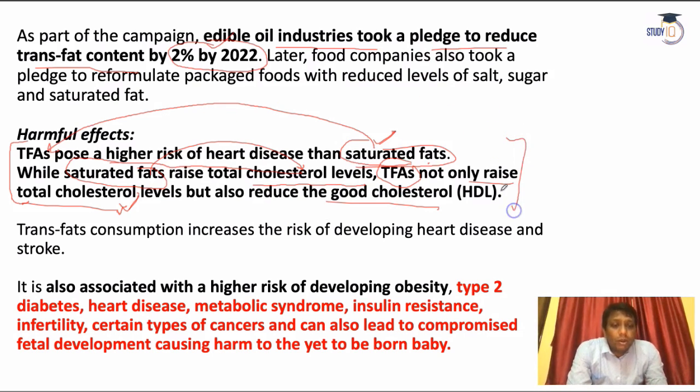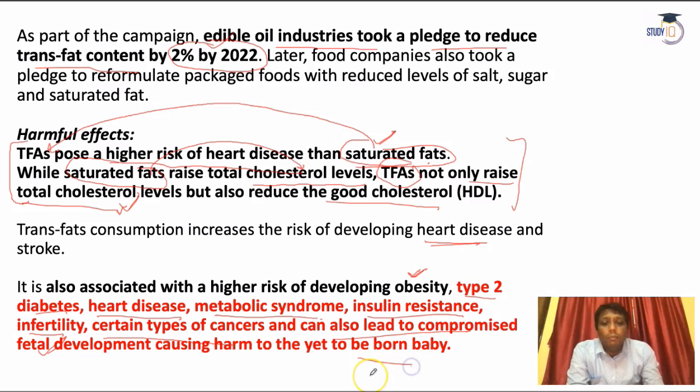Those 10 rupees pakoda, aloo pakoda or bread pakoda you eat, guys, here mostly trans fat is used. The reason is it's very cheap. It's a synthetic fat which is not allowed, which means it's not good for your health. It is also associated with a higher risk of developing obesity. Apart from heart diseases, trans fat is responsible for obesity, type 2 diabetes, heart disease, metabolic syndrome, insulin resistance, infertility, certain types of cancers, and can also compromise fetal development, causing harm to the unborn baby. So the baby that will be born will also be affected.